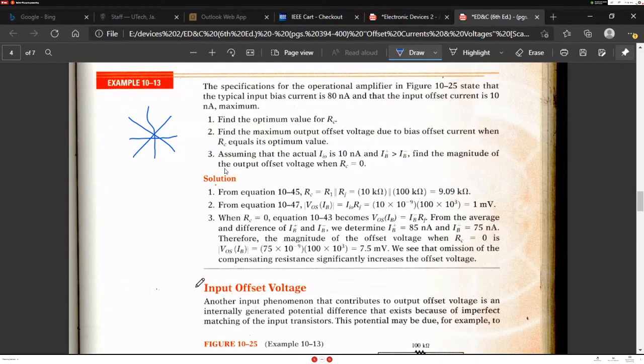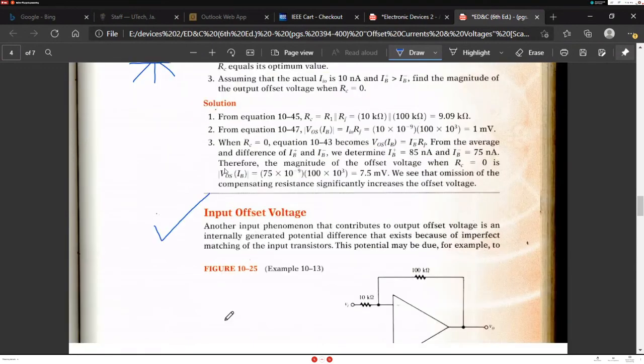Which means that we move on to the other thing. Remember I said that there are two things that you can use to minimize your output offset voltage. What the manufacturer will give you is the input bias current or your input offset voltage. So next time we meet, we're going to look at what the input offset voltage is and how we can use it to offset or minimize the output offset voltage. Am I clear?